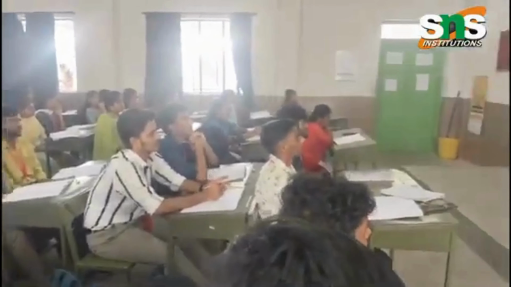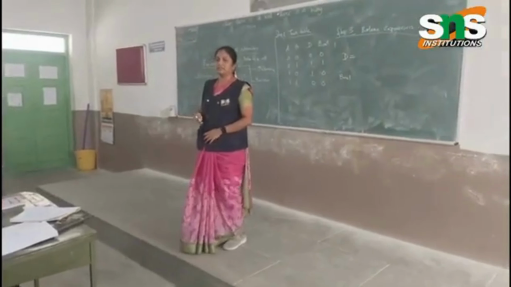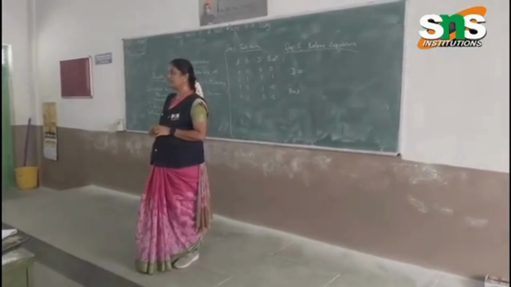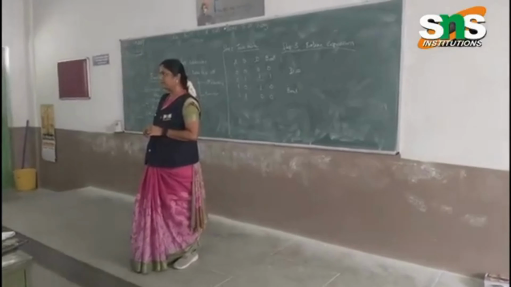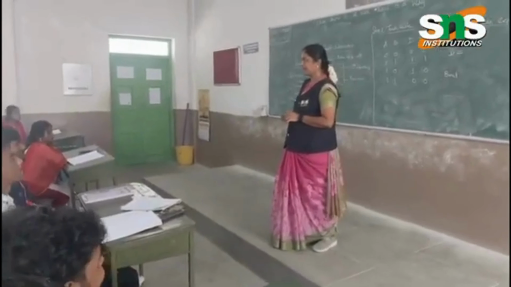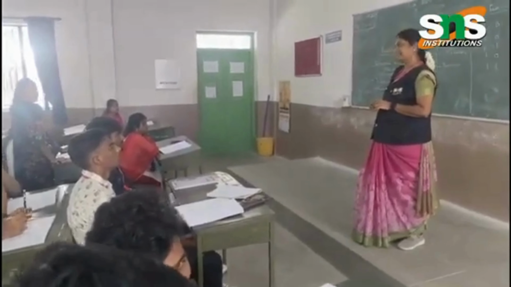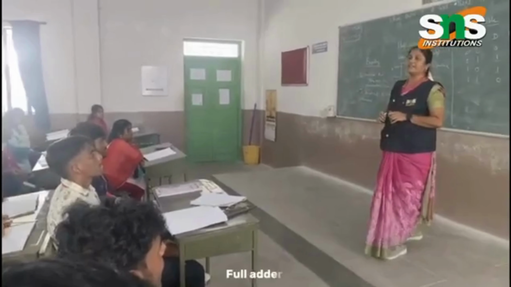In the last class we discussed the half adder and full adder. What is a half adder? Anyone can answer? And the output is different. Sum and carry. Half adder has sum and carry. Okay, very good. Sit down. What is a full adder?